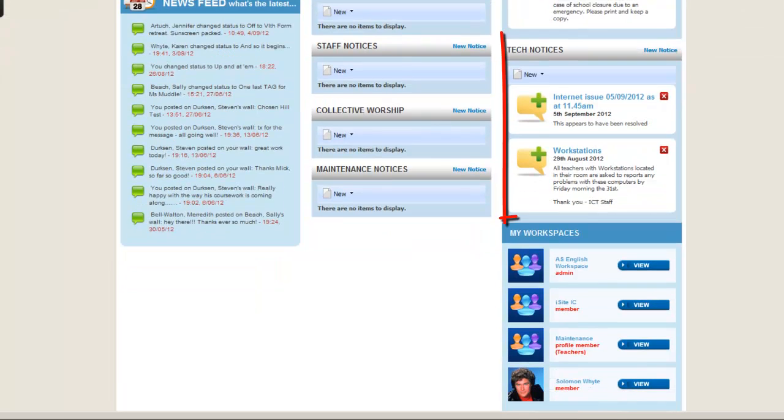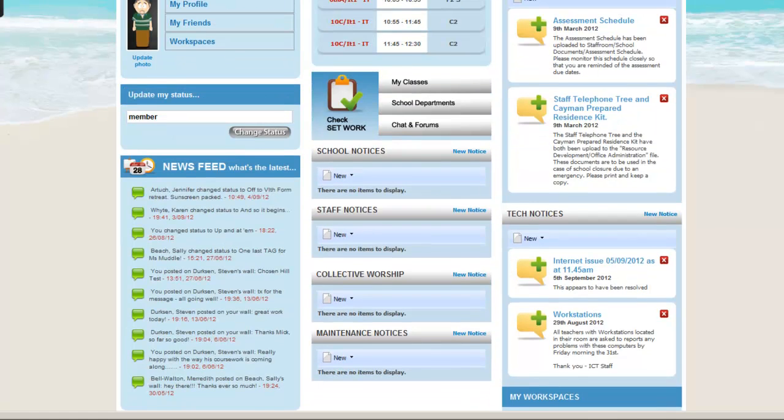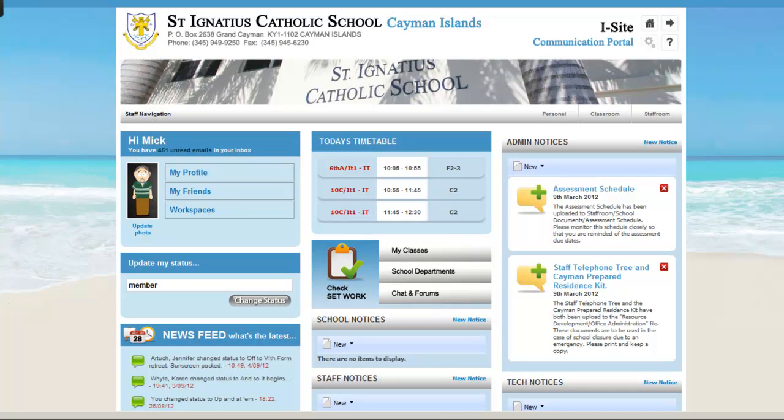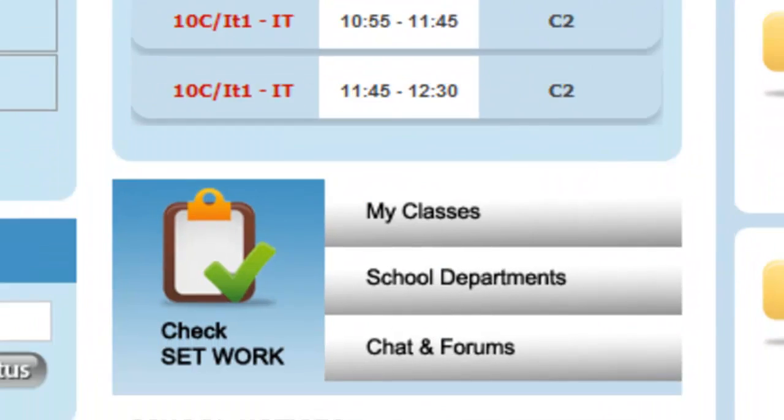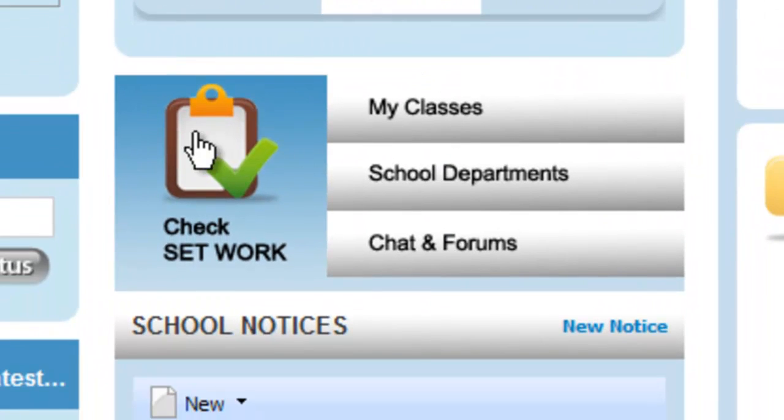You'll see a panel here which is the technology issues that we may be having and that we need staff to know about. We have collective worship panels, we have maintenance notices. So there is a real shift in culture here, from pushing information to teachers to allowing them to pull it as and when they're in the right place to receive it. So as I said, I have here, for instance, my timetable, my classes, the set work, etc.